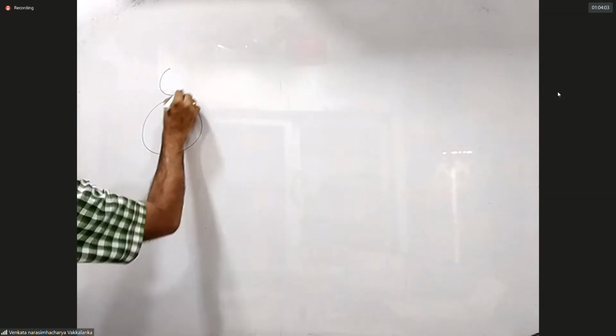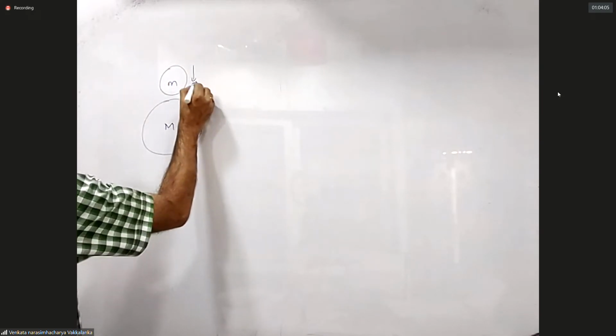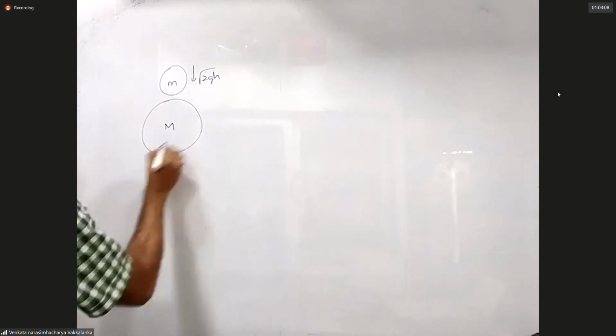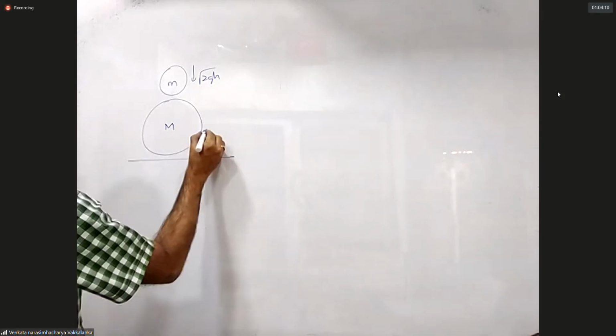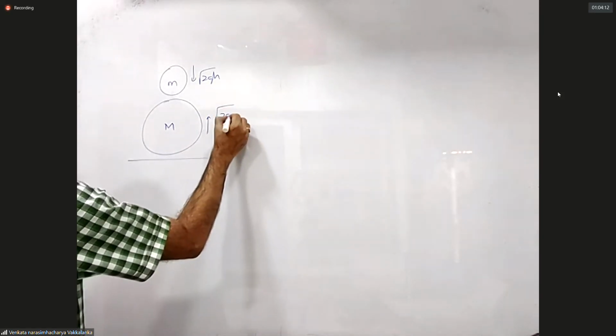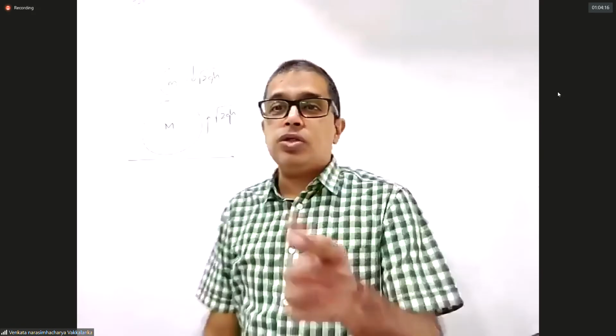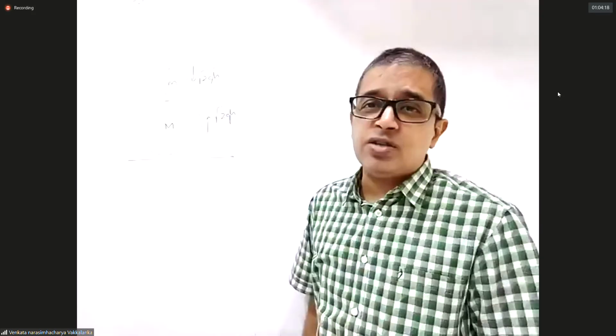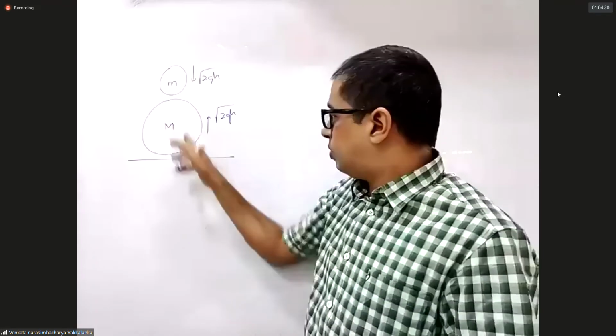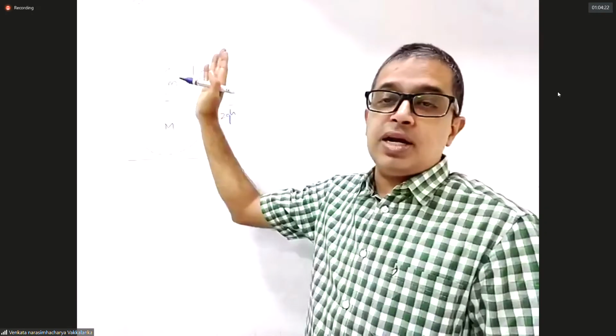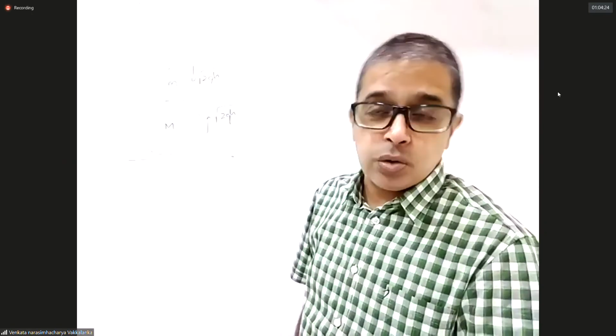Now, here what happens is the problem's main significance. This is coming down with under root 2gh. This already collided with the ground and it is rising up with under root 2gh. Why is it rising up with under root 2gh? You told me it is a perfectly elastic collision. If it strikes with a velocity of under root 2gh, it will rise up with a velocity of under root 2gh.